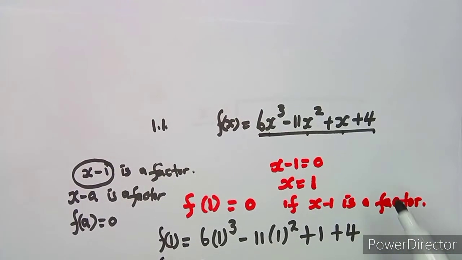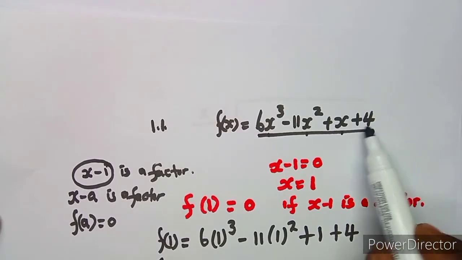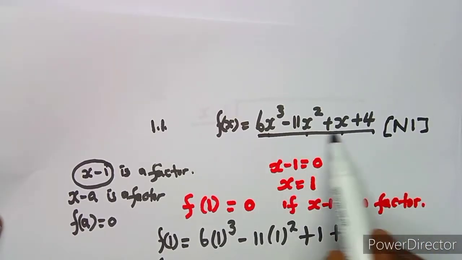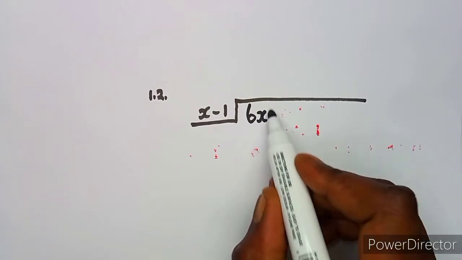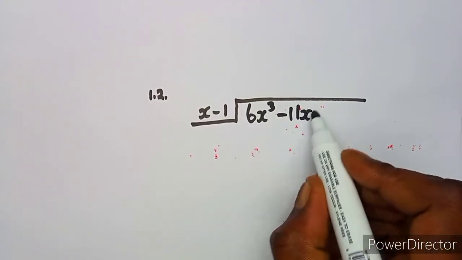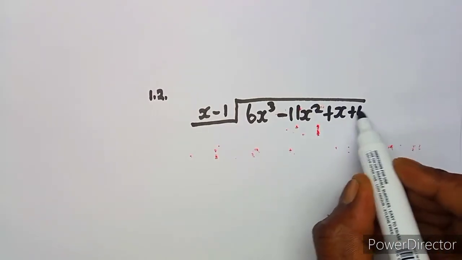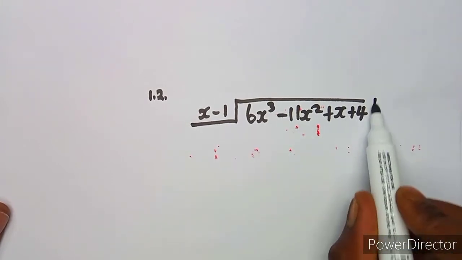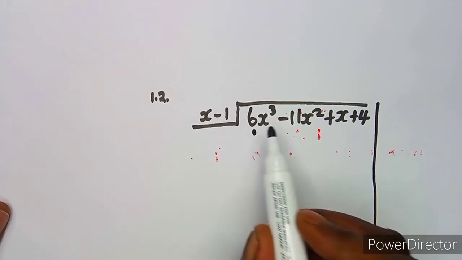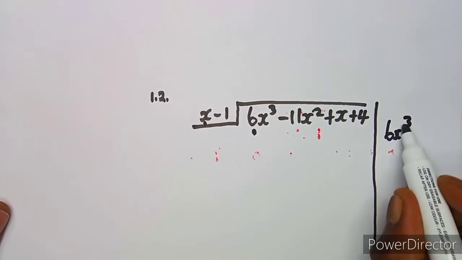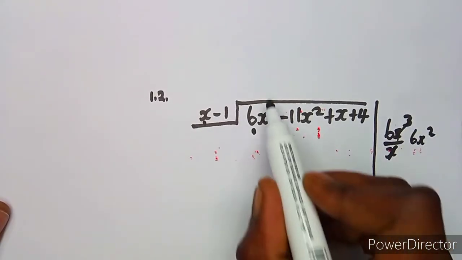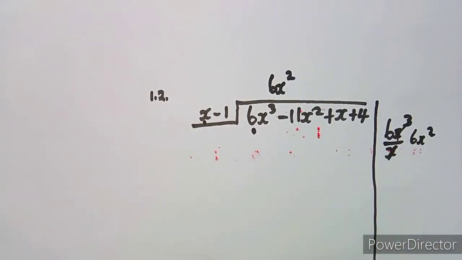This is a concept from your N1 mathematics where you used to have the long division. That is the concept that you're going to apply there. So it's 6x cubed minus 11x squared plus x plus 4. Remember, from your long division, always, guys, it is the first term divided by the first term. 6x cubed divided by x is going to give us 6x squared, because we are dividing by x. So this is 6x squared.